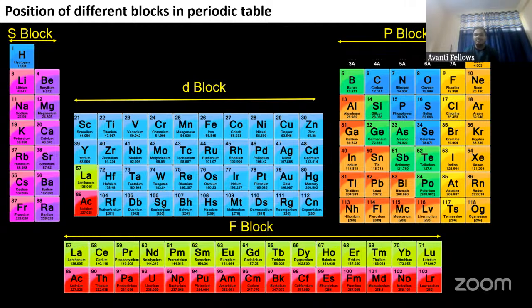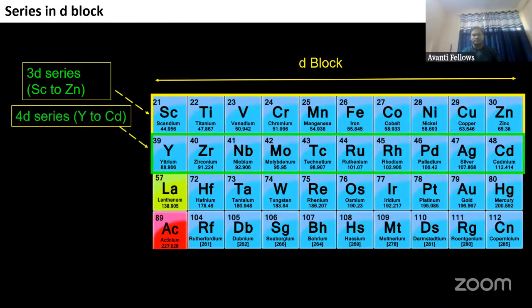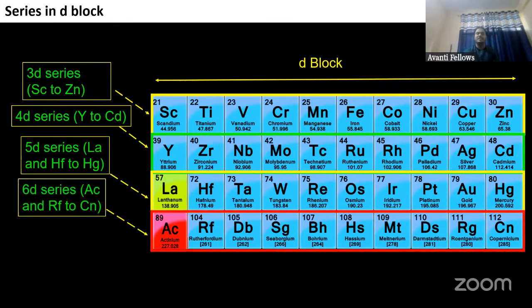And how many periods do we have? That is 1, 2, 3, 4. So in total we have 4 periods, right? 3D series, 4D series, 5D series, and 6D series. In 5D and 6D series, actinoids and lanthanoids are also there, that is F block elements. So this is the position of D block elements in the periodic table. I hope this is clear. The 3D series starts from scandium to zinc, 4D series from Y to Cd, 5D series from La to Hf, and 6D series from Ac to Rf, right?